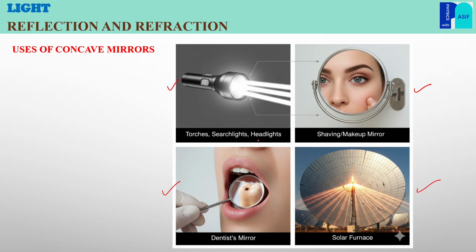Uses of concave mirrors. Concave mirrors are used in torches, searchlights and vehicle headlights to produce powerful parallel beams of light. They are used as shaving or makeup mirrors to see a larger image of the face. Dentists use concave mirrors to get an enlarged view of a patient's teeth. Large concave mirrors are used in solar furnaces to focus sunlight and produce heat.